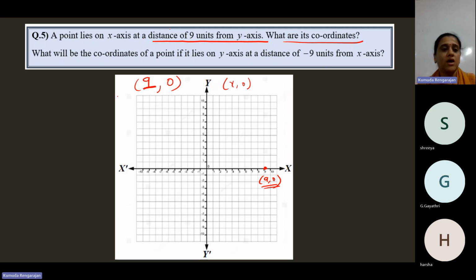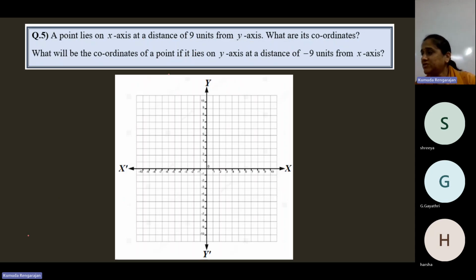What are its coordinates? 9 comma 0. What will be the coordinates of a point if it lies on the y-axis at a distance of minus 9 units from the x-axis? We'll read it one by one. So where does the point lie? This is another point. It lies on the y-axis, so its address will be of the form 0 comma y. We need to fill this one.